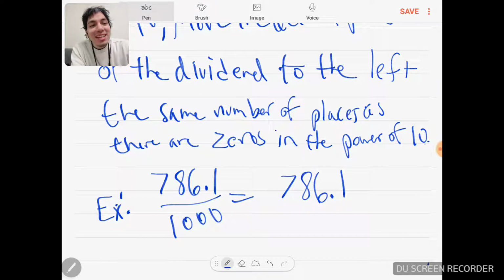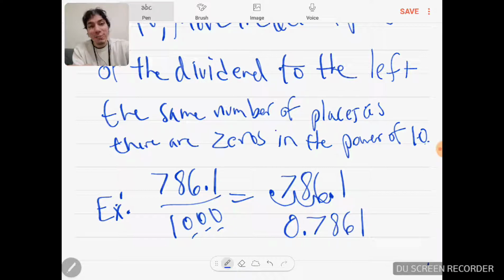So save time by simply rewriting this as 786.1, and then I simply count how many zeros I have. 1, 2, 3. So I'm going to move the decimal point three times because of the power of 10. 1, 2, 3 to the left, my left on the camera. So whatever your left is, whenever you're watching this video, know your left from your right. So after you move it over 3 times to the left, I get 0.7861 as my answer.